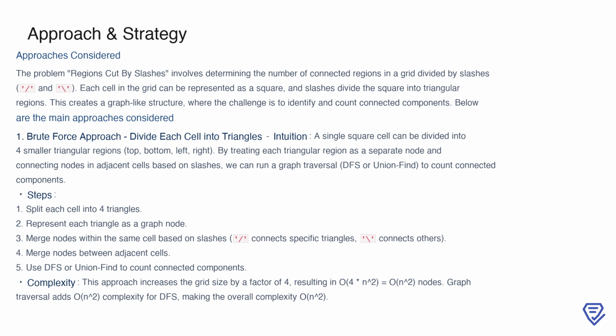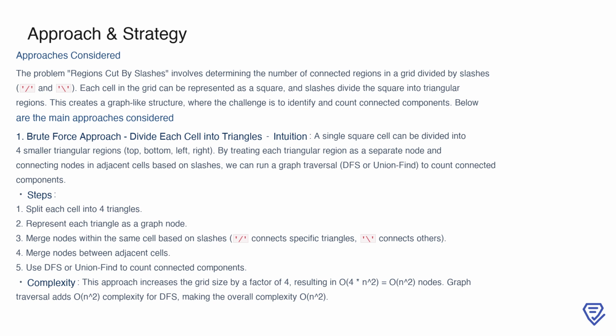One straightforward approach is to divide each square cell into 4 smaller triangular regions: top, bottom, left, and right. These triangles can then be treated as graph nodes. Within the same cell, connections between these nodes depend on the type of slash present. For example, a forward slash connects specific pairs of triangles, while a backslash connects others. Beyond the cell boundary, triangles in adjacent cells are merged if their edges align.